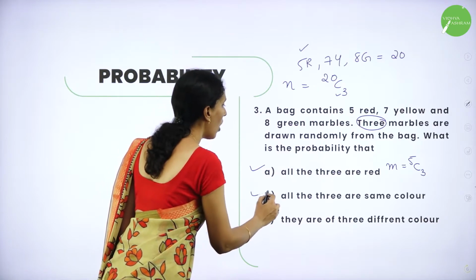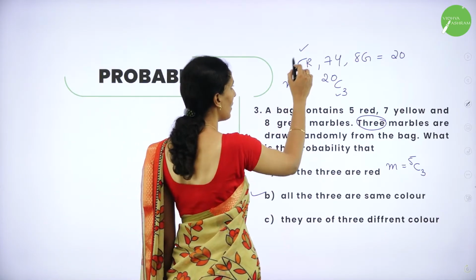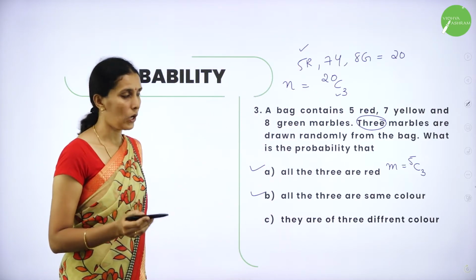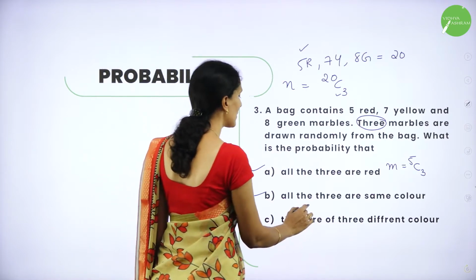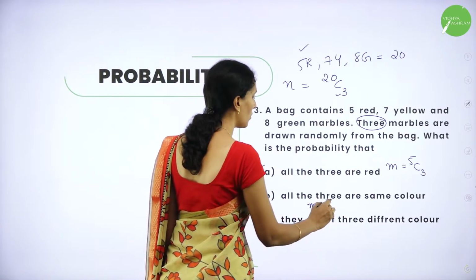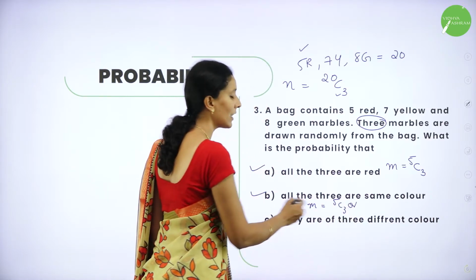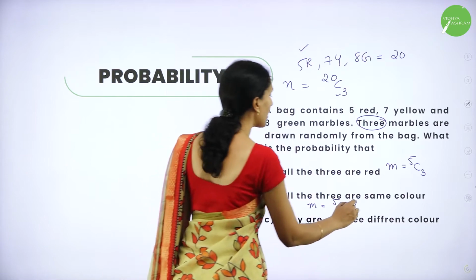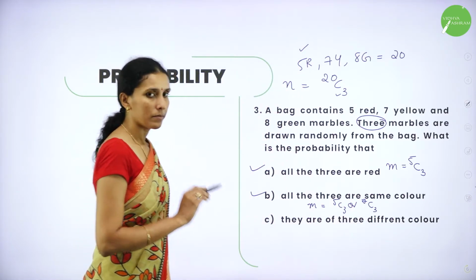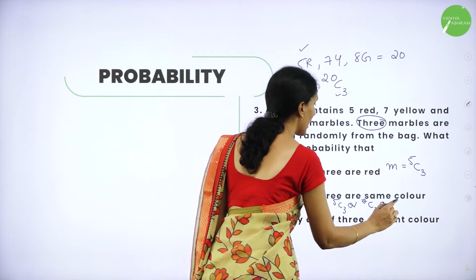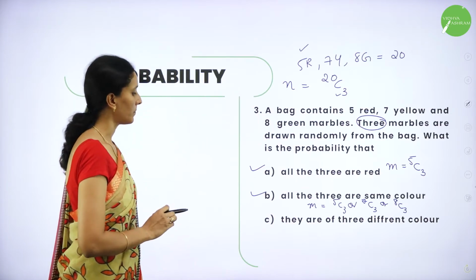Second case, all the 3 are the same color. That is, either they will be red or yellow or green. Since OR is used, my M will be equal to 5C3 or 7C3 or 8C3. So this is my favorable outcome.